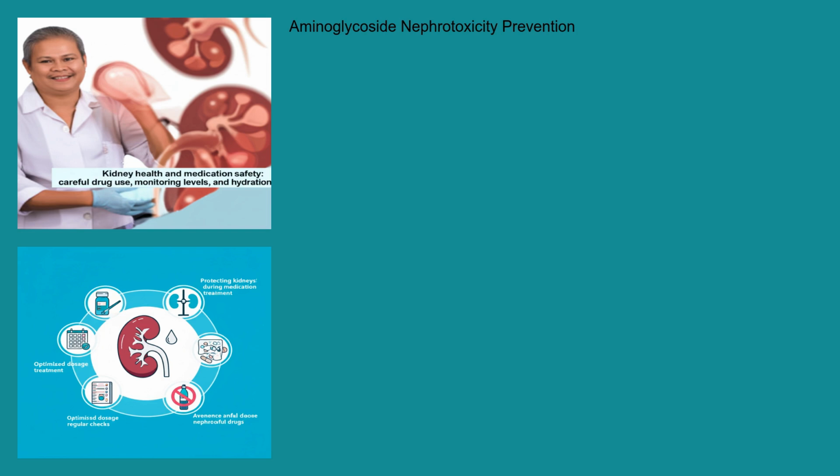Prevention is always better than cure, and there are several strategies to minimize the risk of aminoglycoside nephrotoxicity. First and foremost, use aminoglycosides judiciously and only when clearly indicated. When aminoglycosides are necessary, use the lowest effective dose and avoid prolonged courses of treatment. Monitoring serum drug levels can help ensure that the drug concentration stays within the therapeutic range and doesn't reach toxic levels. Maintaining adequate hydration is crucial to prevent drug accumulation in the kidneys. Avoiding concurrent use of other nephrotoxic medications, such as NSAIDs and diuretics, can also reduce the risk. Finally, regular monitoring of kidney function and electrolyte levels during aminoglycoside therapy is essential to detect early signs of nephrotoxicity.